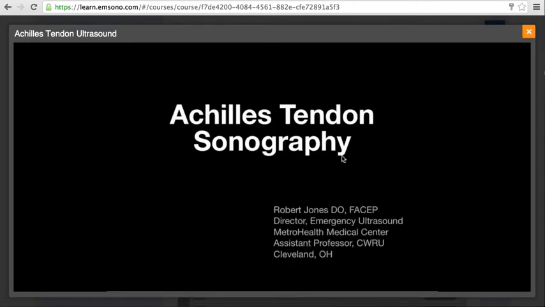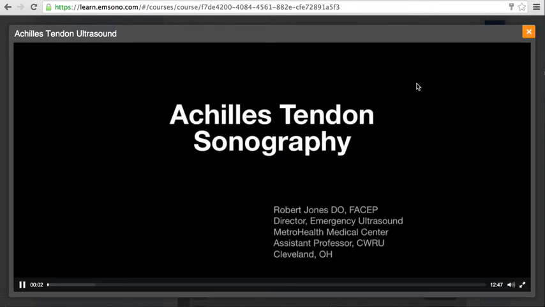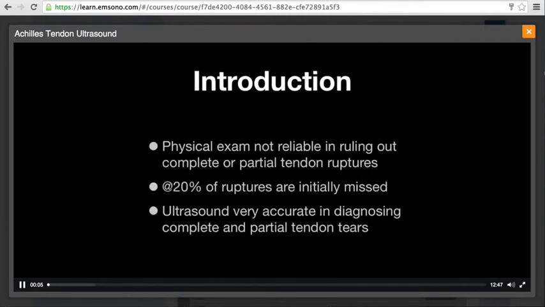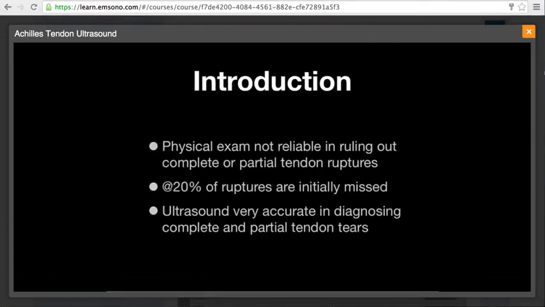I'm Dr. Robert Jones, and in this lecture we're going to cover Achilles tendon sonography. Physical exam is not going to be reliable in ruling out complete or partial tendon ruptures of the Achilles tendon. Of note, approximately 20% of ruptures are going to be initially missed by the clinician. Fortunately, ultrasound is very accurate in diagnosing both complete and partial tendon tears.